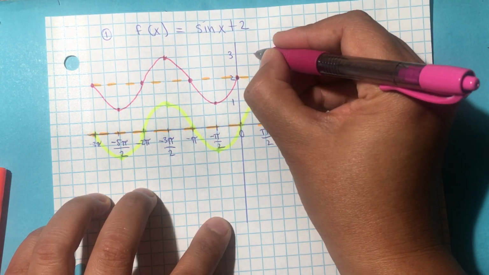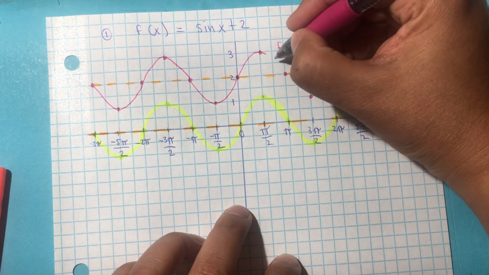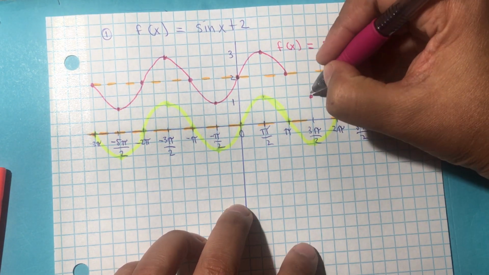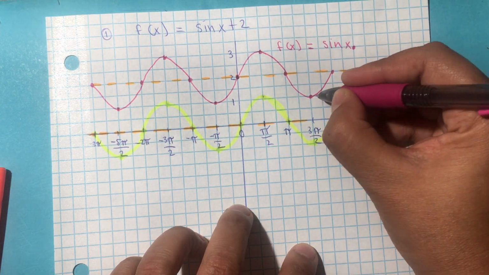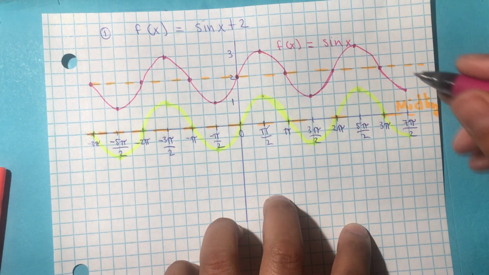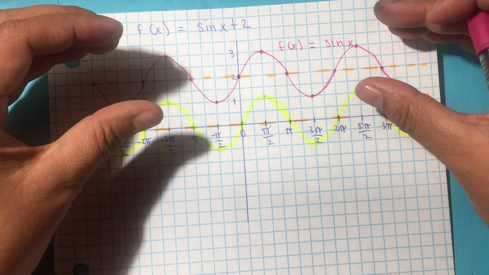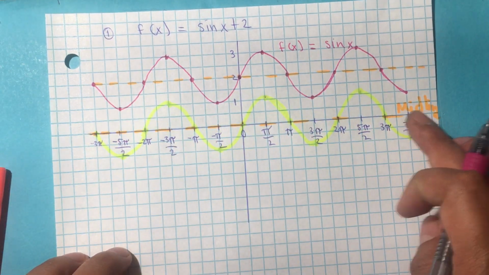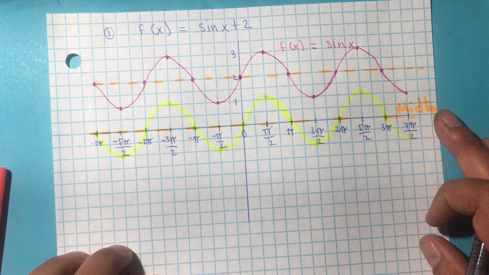So for this one, it's a vertical shift. It moved up because it's positive. And D is a constant at the end, okay? Okay, and so that's it for number 1. So my whole graph moved up with the midline or center line, okay? That's what we're doing with D.